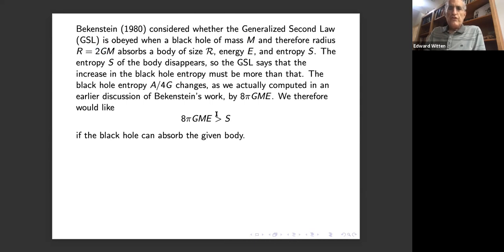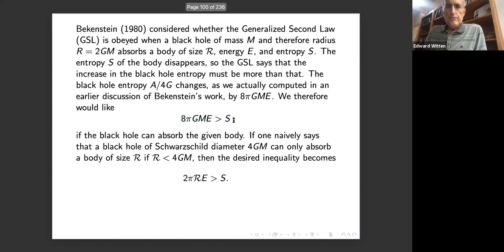He found that the generalized second law would require that 8 pi G M E would be bigger than the entropy of the body. And if you naively assume that a black hole of Schwarzschild diameter 4GM can only absorb a body of size curly r, if curly r is bounded by 4GM, then the inequality Bekenstein needs has the property that Newton's constant cancels out. And it leads to the Bekenstein bound that we discussed on Monday.